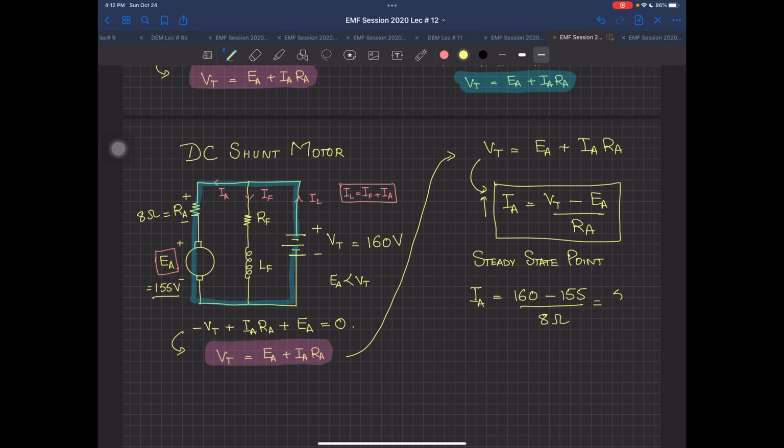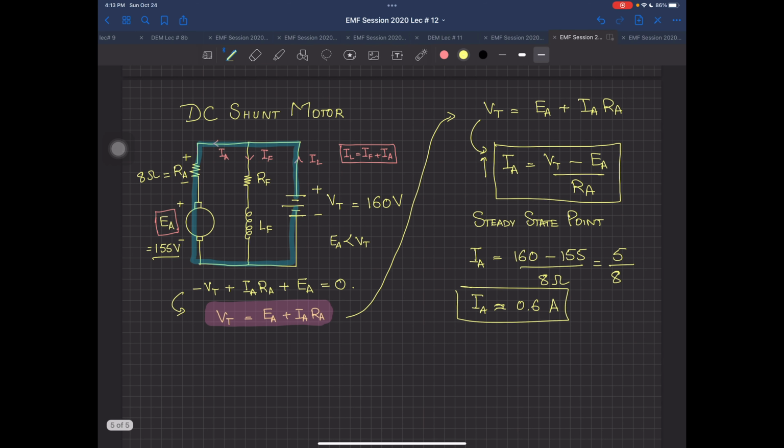So this comes out to be something like 5 divided by 8, which will be approximately, I guess, if I'm not wrong, 0.6 something amperes. Correct me if I'm wrong anywhere. So this 0.6 ampere current is flowing over there. This is a steady state point. The machine is working and it is giving out some RPM. I'm not concerned with that RPM, whatever that value.